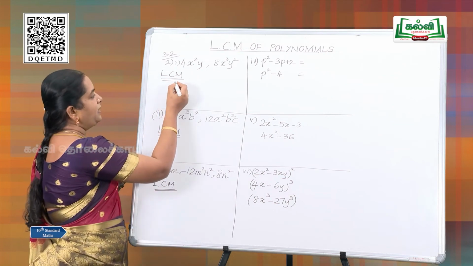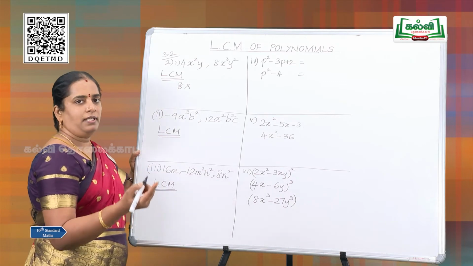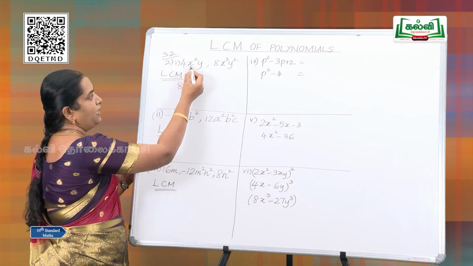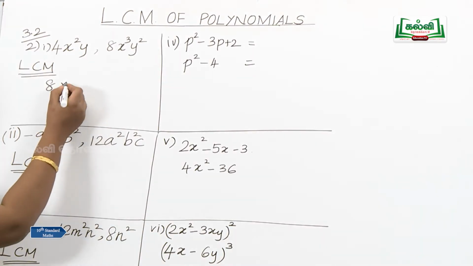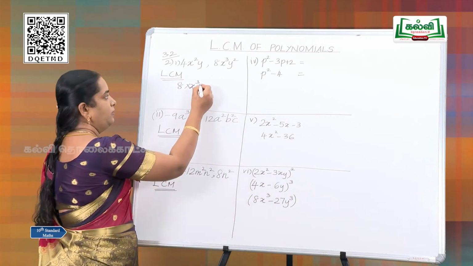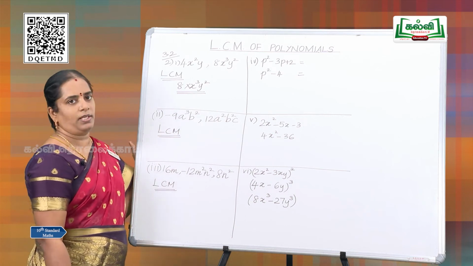So we take the LCM of the numerical coefficients and multiply it with the LCM of the algebraic expressions. The LCM of x square and x cube is x cube, and the LCM of y and y square is y square. So our LCM is 8x cube y square.